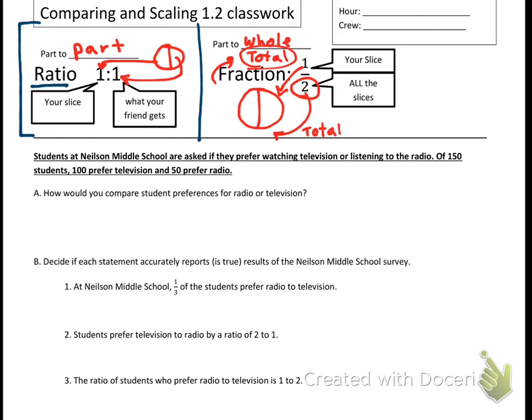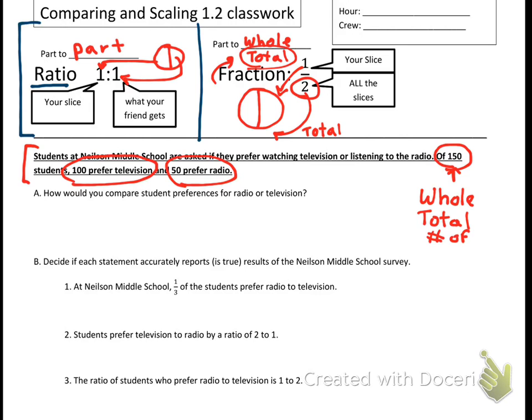Okay, so let's take a look at our first problem here. Students at Nielsen Middle School are asked if they prefer watching TV or listening to the radio. Of 150 students, 100 prefer television, 50 prefer radio. Well, the first thing I'm going to do is analyze these 3 numbers they give me. That 150, that 100, and that 50. Well, the 150, is that a part or is that a whole? If you answered correctly, that is the whole, the total number of students.